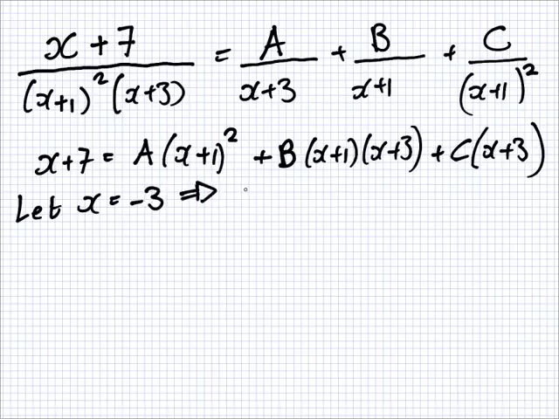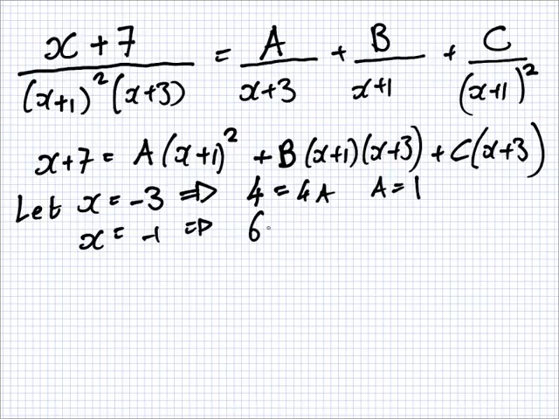And then lastly, I'll make x equals 0. So I'll get 7 equals A times 1, which is 1, plus B times 3, which is 3B, plus 3 times 3, which is 9. So B equals minus 1. Oh yeah, thank you, minus 1. So you should have 1, minus 1, and 3.